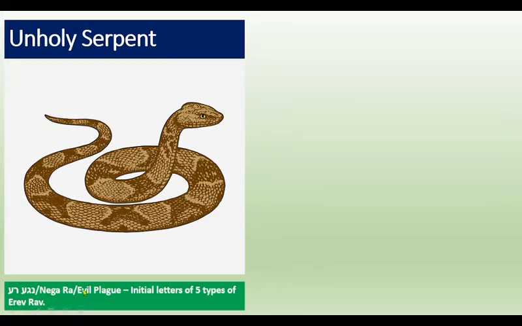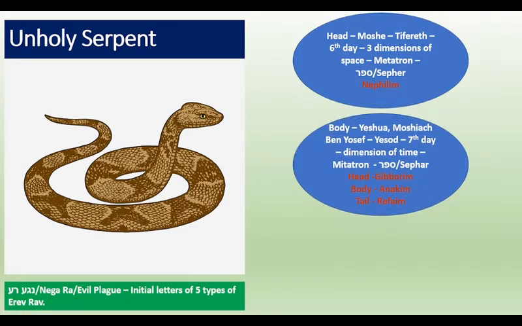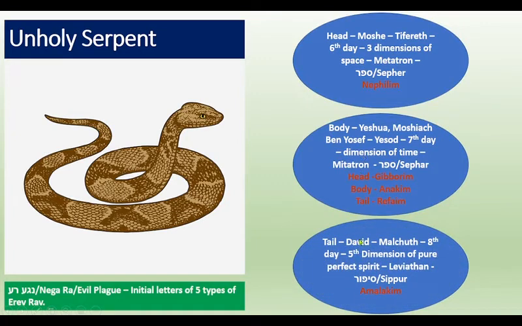So Negara, evil plague, initial letters of the five types of Erev Rav. So basically there's five types of Erev Rav. Again, we're going through these three different aspects. Comes up again and again. Okay, so we've got the head, the body and the tail. Moshe, Yeshua, David. Tifereth, Yesod, Malkuth. Okay. The six days of creation. The seventh day of creation, Shabbat. And then the eighth day, which is the world to come, the fifth dimension of pure spirit.